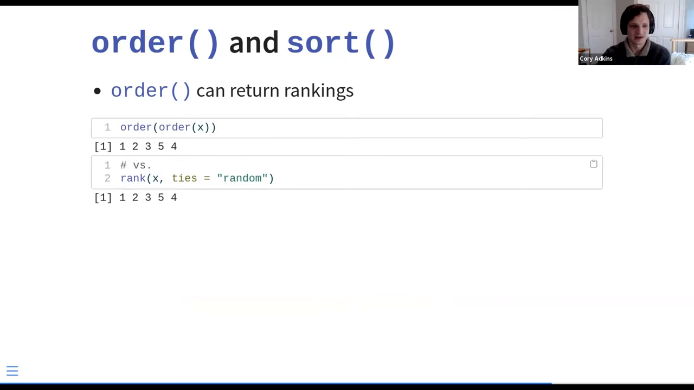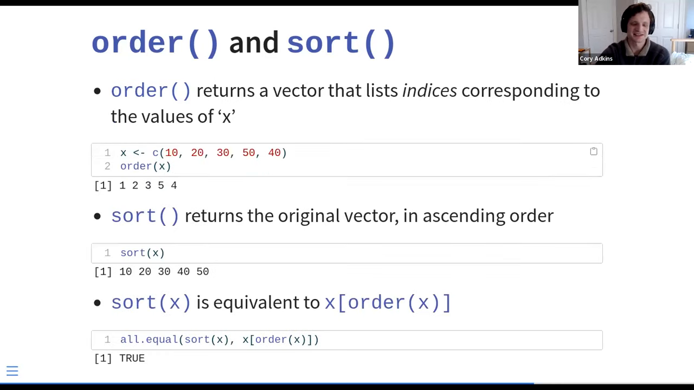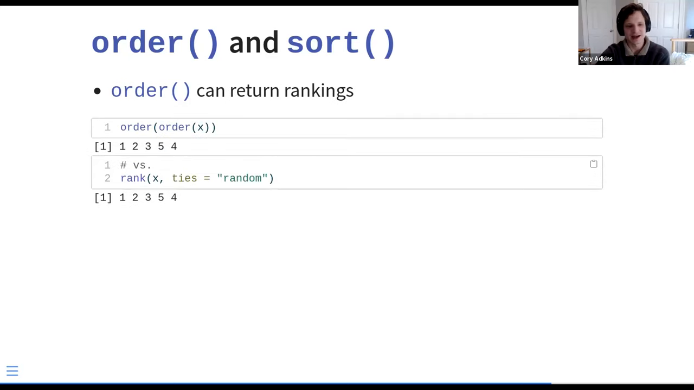You can use order to return rankings. Just calling order on the same vector twice basically returns a ranking of the elements in that vector. Here you can see element one is the lowest, element two is the second lowest, element three is the third lowest, element four is the fifth lowest, or the highest in this case, and element five is the fourth lowest. In this case it's the same because of the way I constructed the vector, but there are cases where it would return a different order.